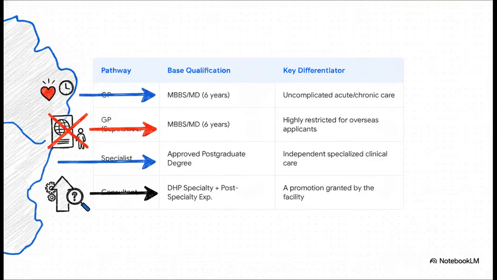Basically, we're looking at 4 main pathways. First, the General Practitioner, or GP. This is for independent doctors providing uncomplicated acute and chronic care. Then, there's GP Supervised, which, spoiler alert, is highly restricted for overseas applicants. We'll get into that in a second. Next, the Specialist Pathway, which requires an approved postgraduate degree for independent specialized care. And finally, the Consultant Pathway. Now, notice how the key differentiator for a consultant says it's a promotion? Yeah, we're going to unpack that little myth very soon.